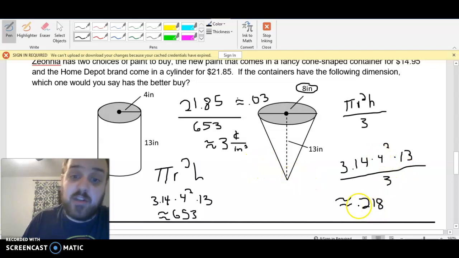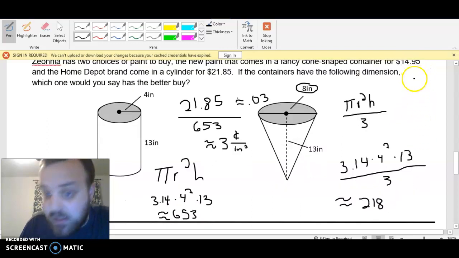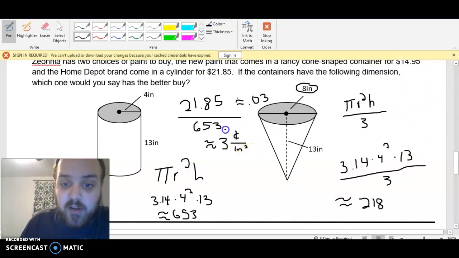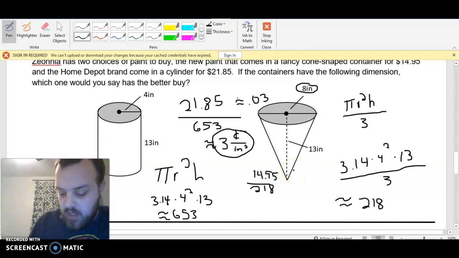Now let's go ahead and do this calculation over here. So for this one, we have 218, and we can see the price of this is $14.95, right? So this was our unit price here. We're going to do the $14.95 divided by that 218, and that's going to give us this unit price that we're looking for. So $14.95, we're going to divide that by 218, and I'm going to get that this is actually about 6 cents per cubic inch. Okay, so you got 0.06, which is about 6 cents per cubic inch.